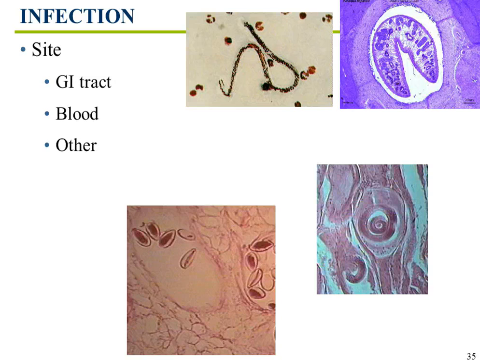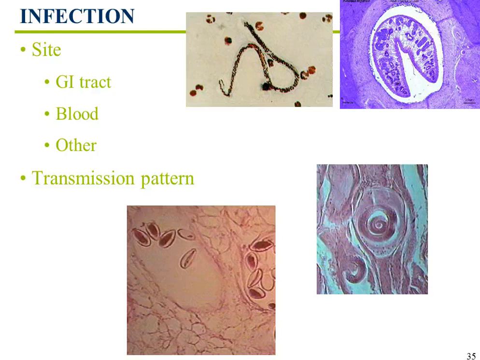Lots of different infections, mostly GI tract infections, but sometimes found in blood. For example, here's a heartworm in blood up at the top in a blood sample. Trichinella over at the bottom right. And they can be transmitted lots of different ways: by direct contact, person to person, by mosquito, by flea, by any number of things, in infected food.